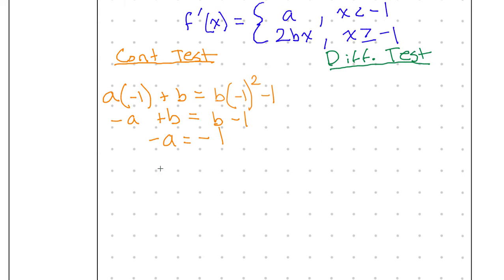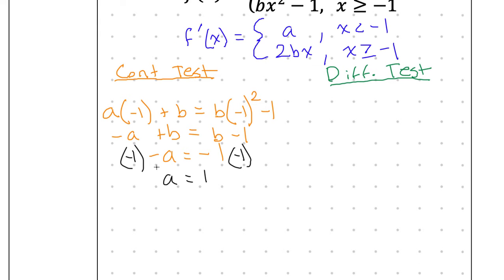I'm going to multiply both sides by negative 1, and I get a equal to 1. I'm not going to box it because it's not the final answer. Well, I guess it's part of the final answer. And then using the differentiability test, I should be able to theoretically solve for b.